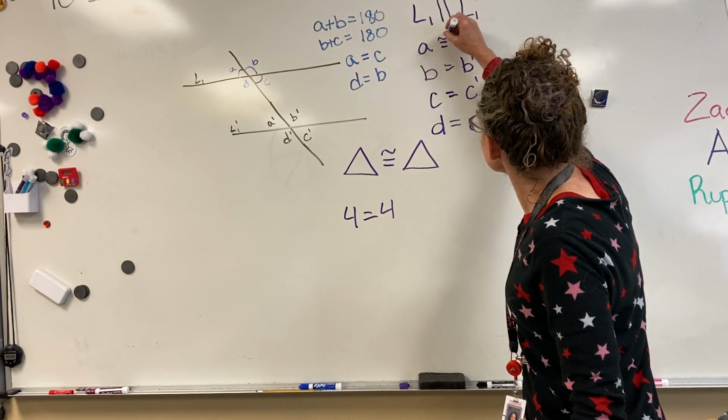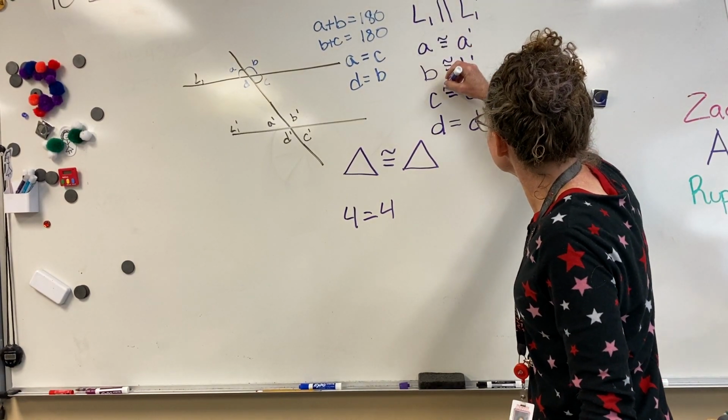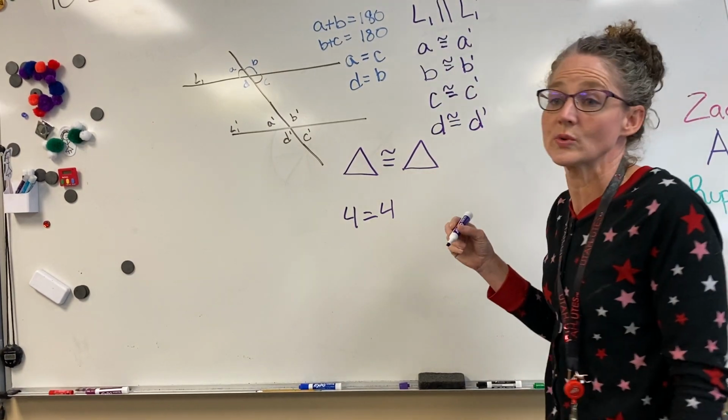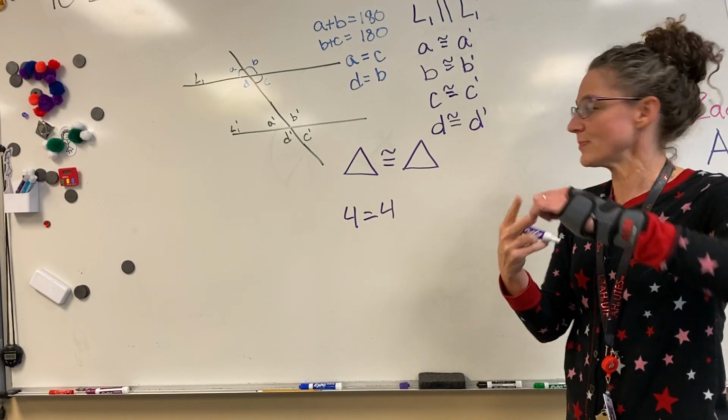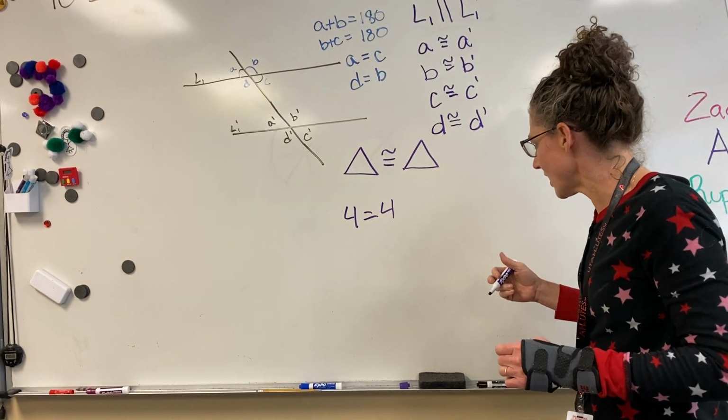So A is actually congruent to A prime, and B is congruent, and these are all congruent. Basically, they're the same. Same size, same shape.